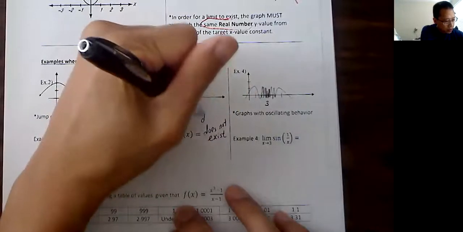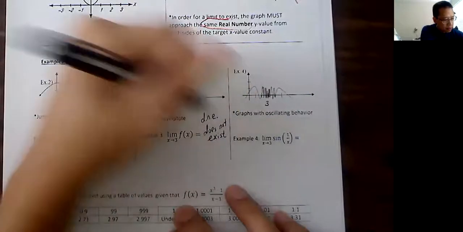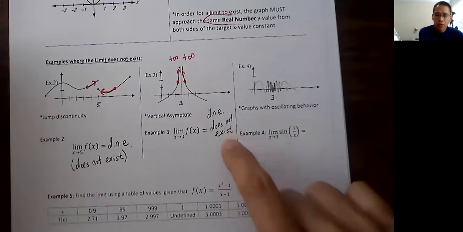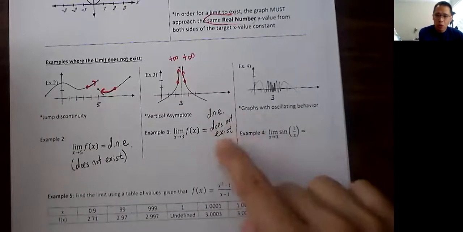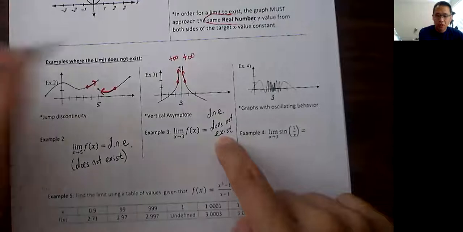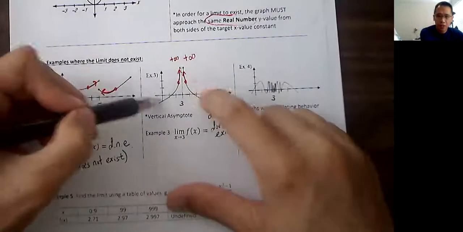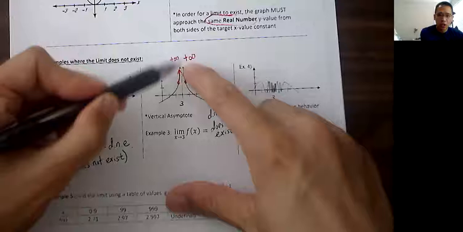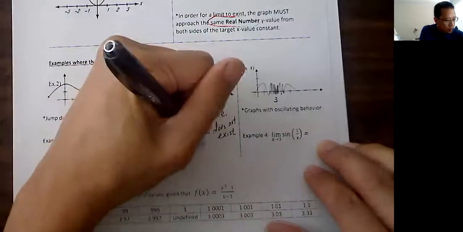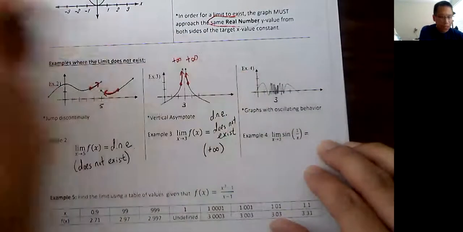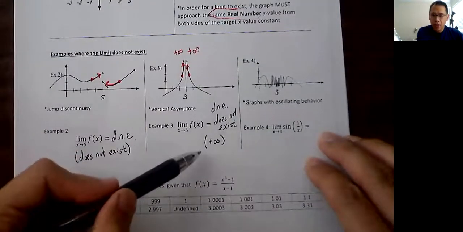Or you can say D and E. However, what we're going to do is, for these types of problems, we're going to go a little deeper than this. We're going to explain why it doesn't exist. It doesn't exist because both sides are moving towards positive infinity. So a lot of times we will say it does not exist, and then in parentheses, we'll say positive infinity as an indication of the behavior of the graph.